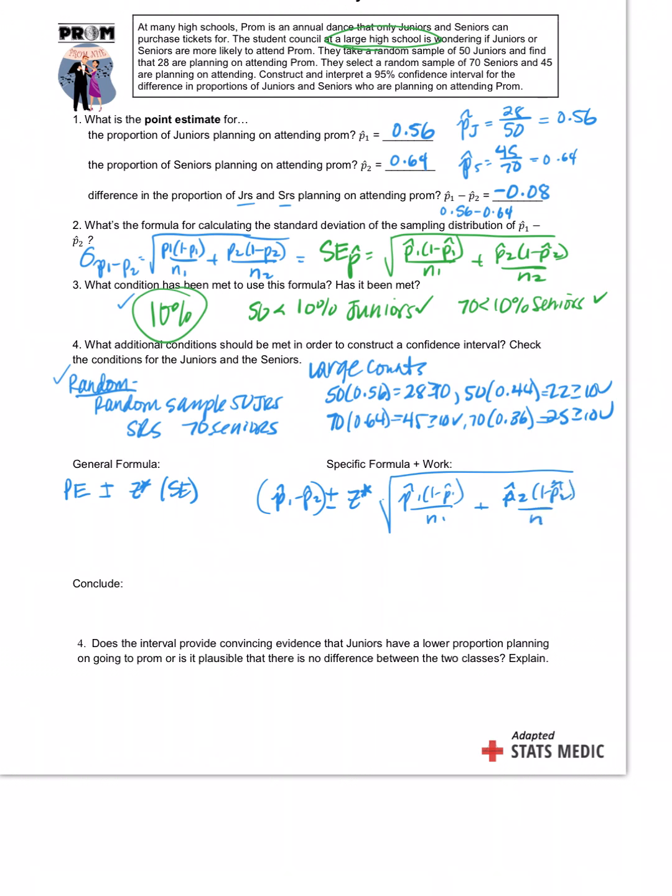Okay, now when I run the numbers, when I plug in my numbers, it's going to look like this. So 0.56 minus 0.64. Let's see, what are we building here? Yeah, a 95% confidence interval. So if you remember, that was a z-star of 1.96. And I plug in my values.